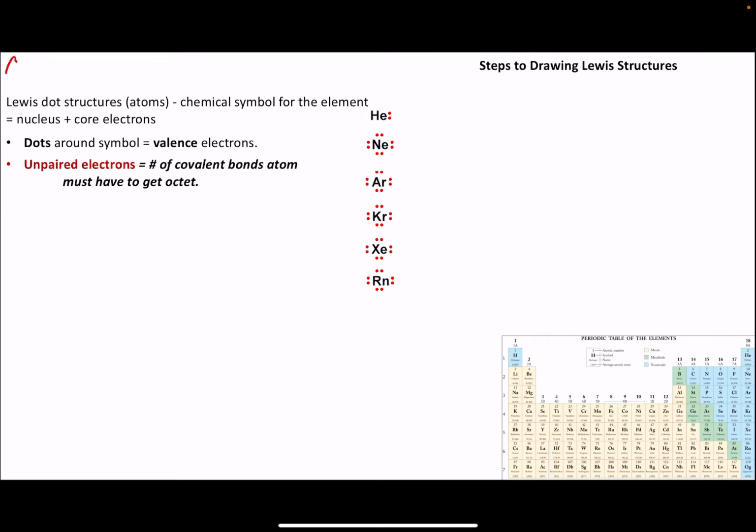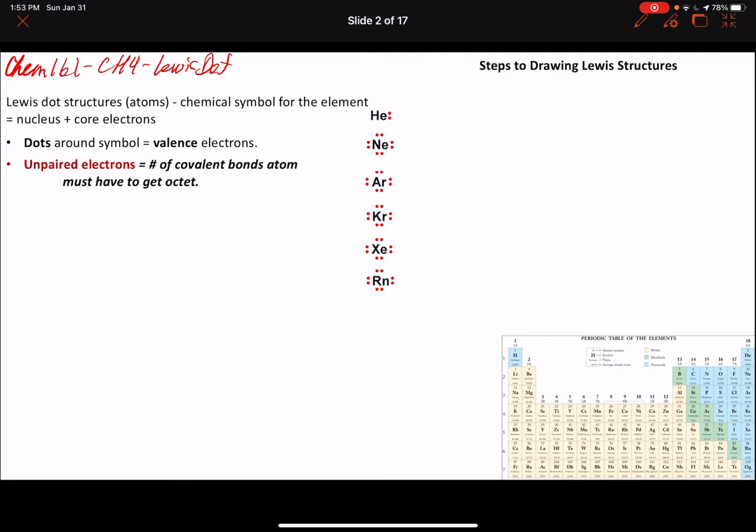Okay, welcome to this video for Chem 161, Chapter 4 Materials. We'll be looking at Lewis dot structures for atoms and molecules.